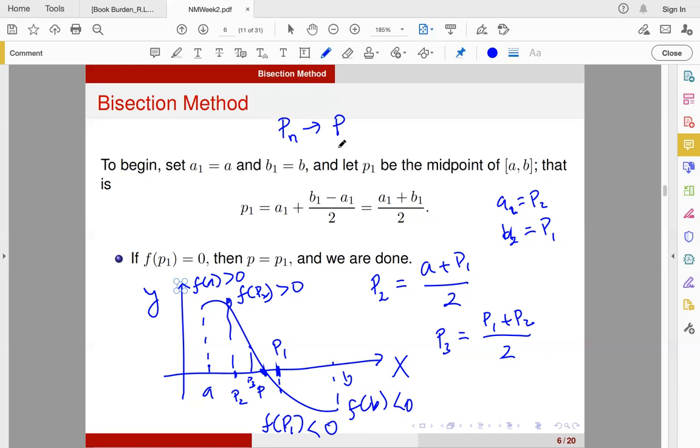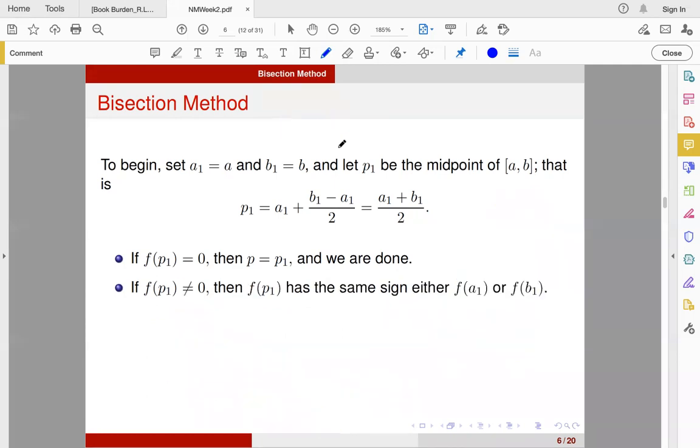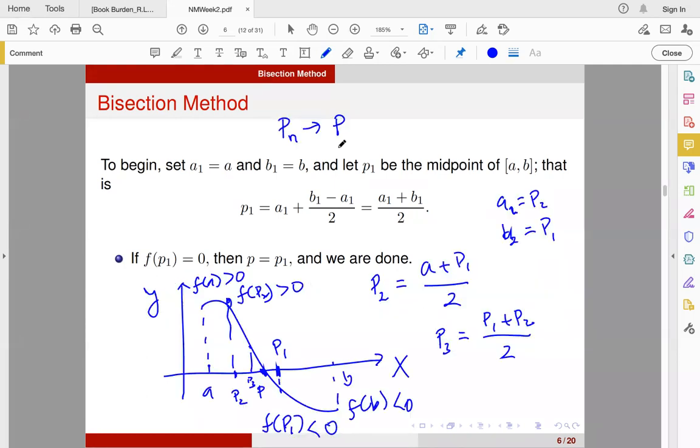That is, we divide the interval such that the interval becomes smaller and smaller, and then we can find the point of the root that we want to find. Okay, you get it? So that's the procedure.